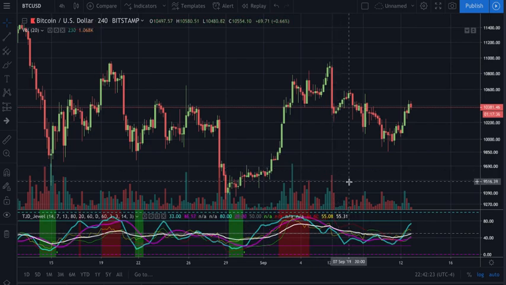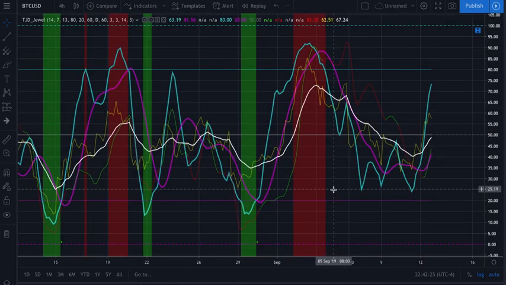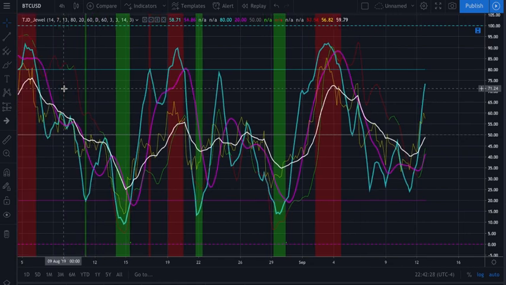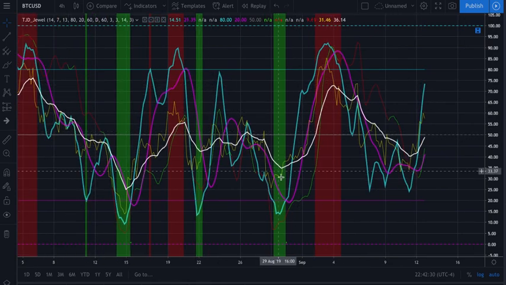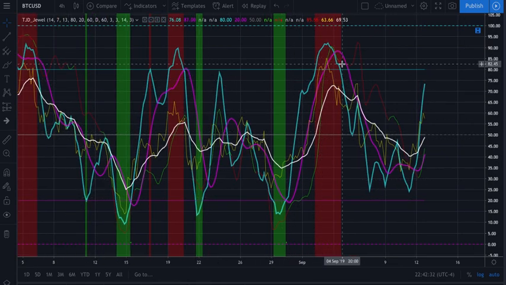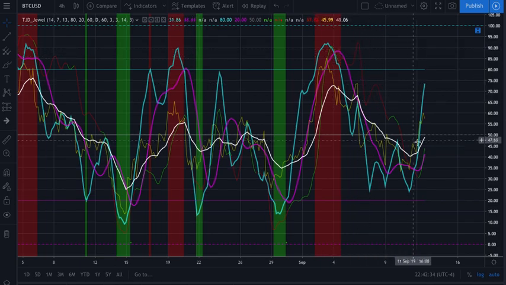And then finally, the last portion of it is essentially what this is going to do: this line here is going to change color between red and green, and all it is, we use it like a signal line, okay?